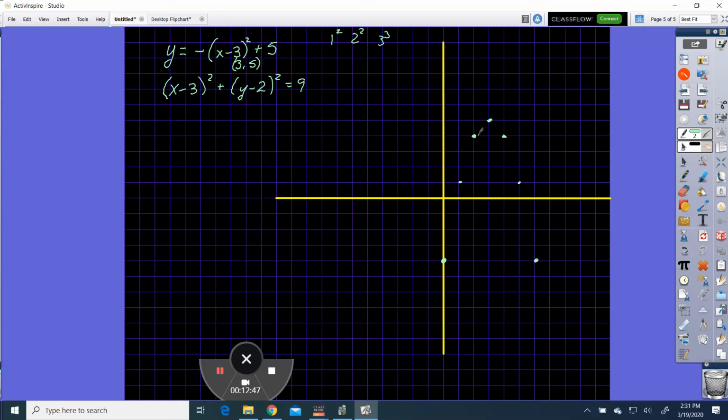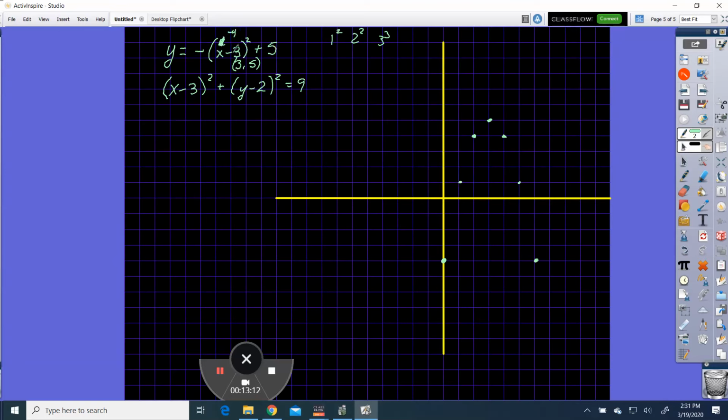The other way you could plug in these points, you could plug in 2. So when I plug 2 in, 2 minus 3 is 1. 1 squared is 1. Put a negative with it. 5 minus 1 is 4. So there we go. And then it's symmetrical. Plug 1 in. 1 minus 3 is negative 2, but negative 2 squared is 4. Put a negative with it. Negative 4 plus 5 is 1.